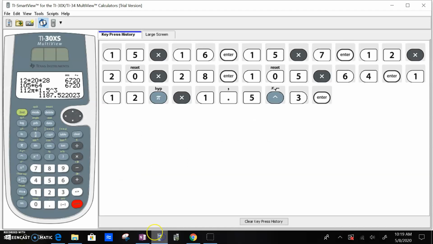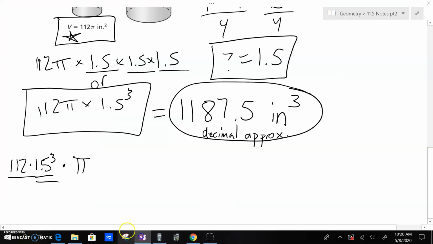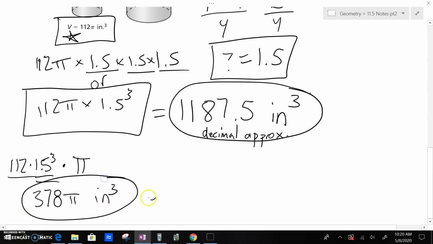So I can go over to the calculator. We'll do 112 times 1.5, my little up arrow, and cube it. Hit enter, and I've got 378. That is then the volume times pi. So 378 pi inches cubed would be exact. And if you want to check or verify that that's true, we can just do 378 pi in the calculator, and we better get this decimal approximate.